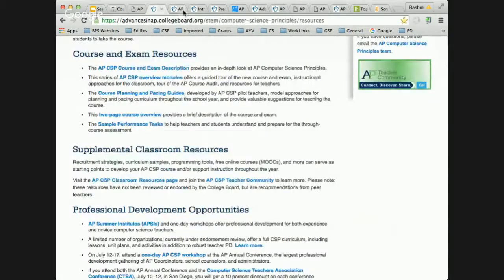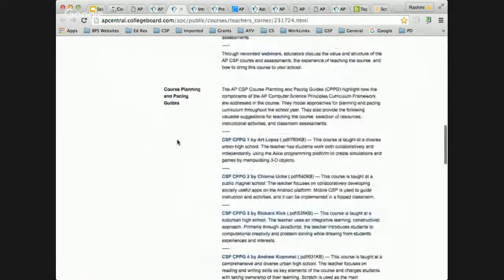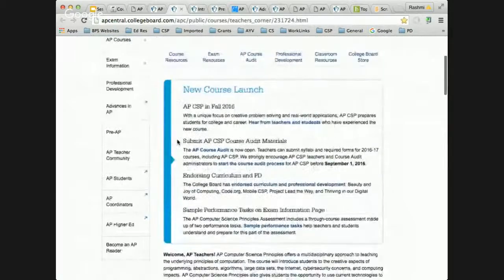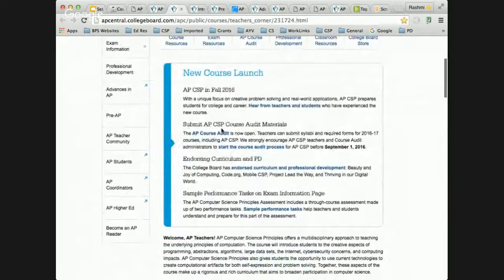We're going to take a quick look at the AP Computer Science Principles course homepage. And as you can see, you can submit the AP CSP audit materials before the start of the audit process, and before September 1st, 2016 is the time when you can submit. If you have a syllabus that you have designed, you could submit it before that date.